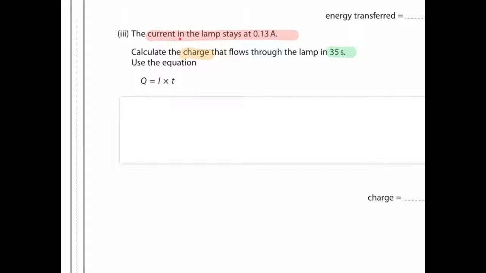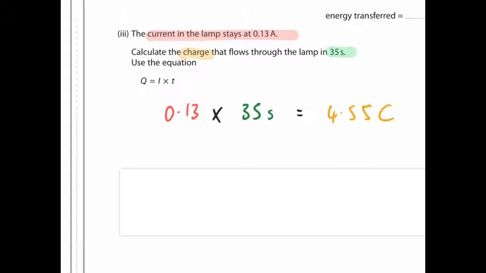The current in the lamp stays at 0.13 amps. Calculate the charge that flows through the lamp in 35 seconds. Use the equation charge equals current times time. So again, it's pretty easy. Current, time, and you'll work out charge. So 0.13 amps times 35 seconds is 4.55 coulombs. That's the unit of charge.